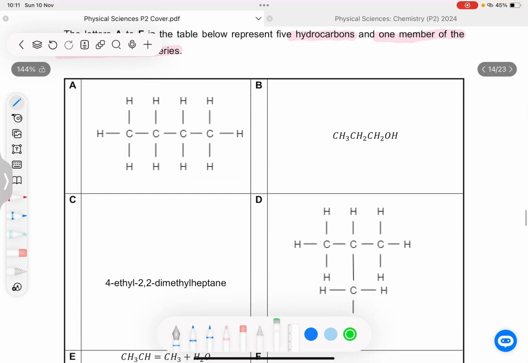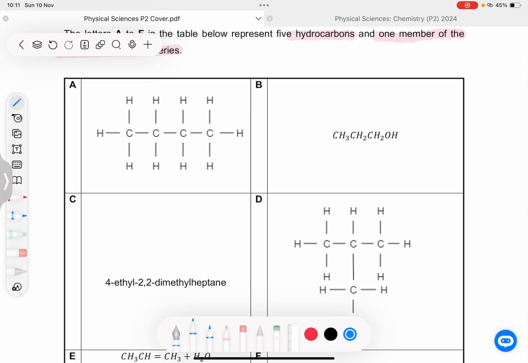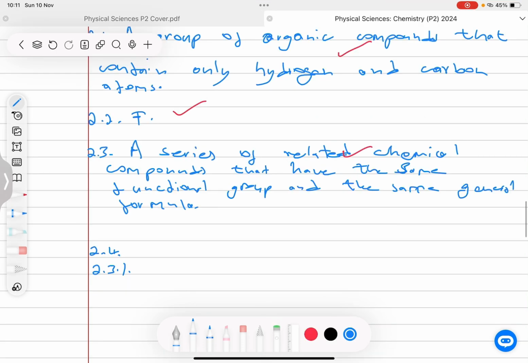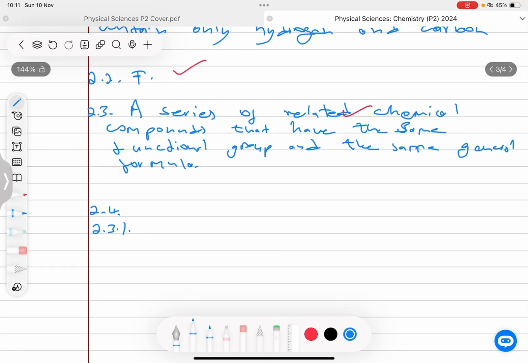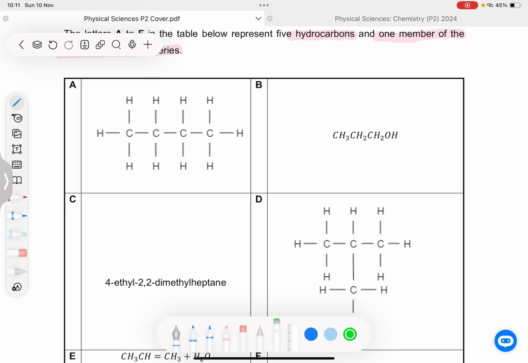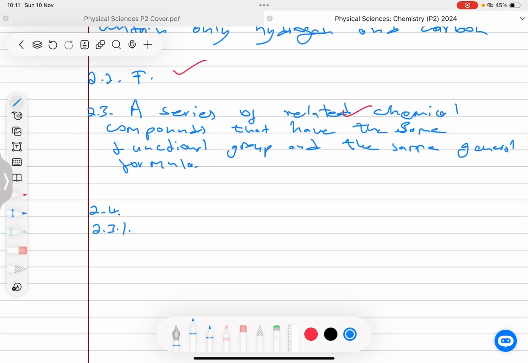Now we'll go to B and see how we can name that. When we look at this compound B here, it is best to name these compounds when they are in a structural formula rather than a condensed structural formula like this. So I'll turn this into a structural formula so that I can name it with ease. So now I'm going to draw this to say I have 1, 2, 3 carbons.